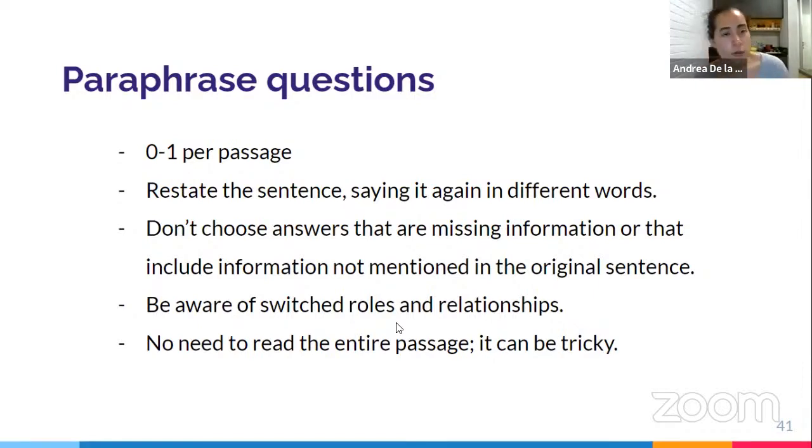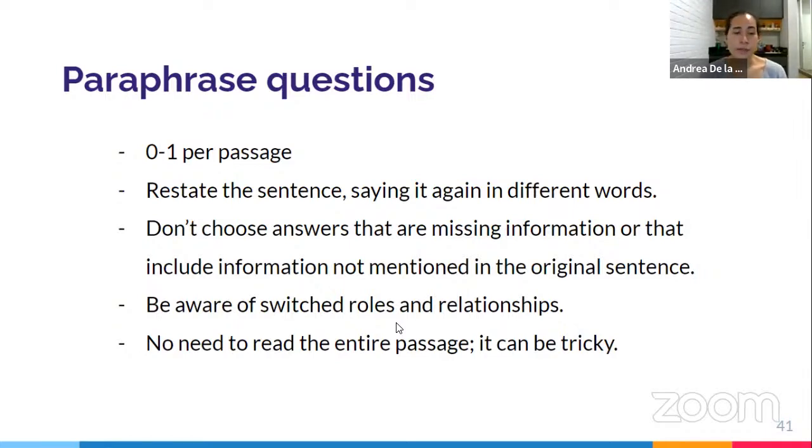Now, the next type of question that we need to see are what we call paraphrase questions. Can anyone please tell me what it means to paraphrase something? What does paraphrasing mean? To say something in your own words. Exactly. To say something in different words, but to say the same, right? Without losing the main idea. So it's based on something that already exists. So that's what you're gonna have to do here.